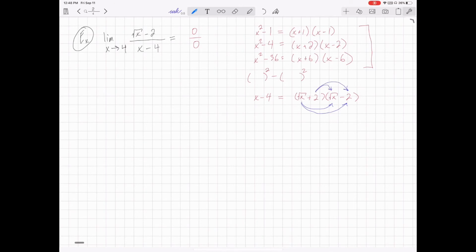So if we have root x times root x, that just gives me x. If we have root x times negative 2, that's negative 2 root x. Positive 2 times root x is 2 root x. And then the last one is 2 times negative 2 or negative 4. So these all cancel and you are left with x minus 4. And the reason we want to do that to this limit here is to expose the common factor. So we have root x minus 2, and then we have our factored form of x minus 4.